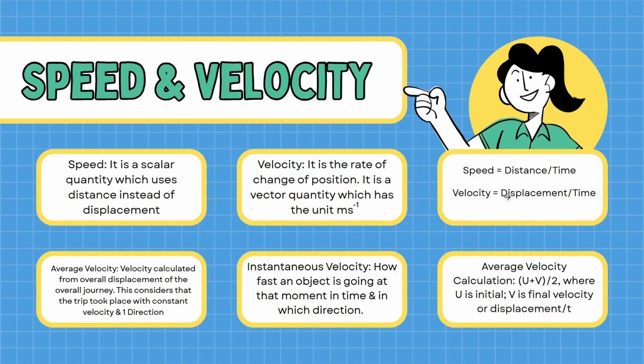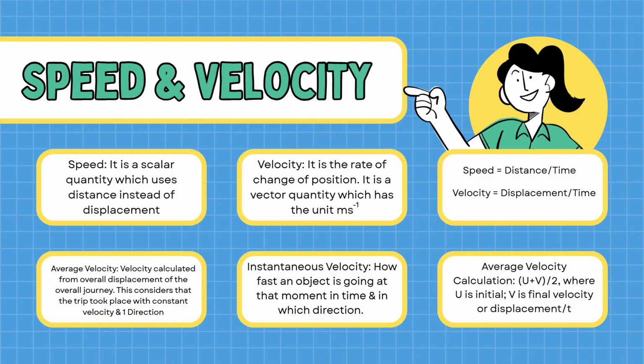Next is speed and velocity. Speed is again a scalar quantity which uses distance instead of displacement. So as you can see here, speed is equal to distance over time, while velocity is the rate of change of position. I hope you remember displacement was the shortest distance between two positions, right? So this is similar to that. It is the rate of change of position.